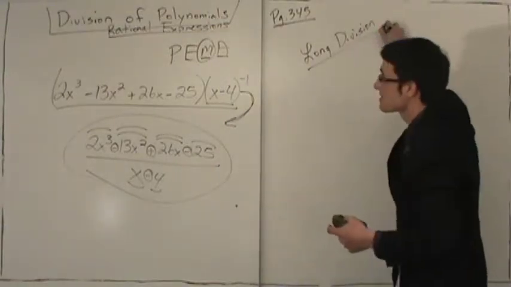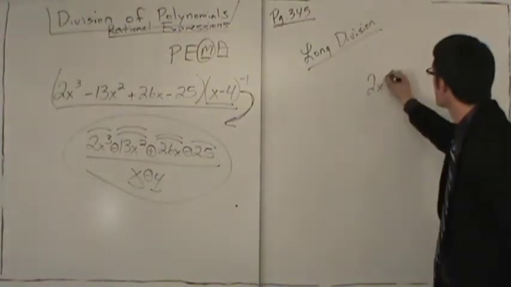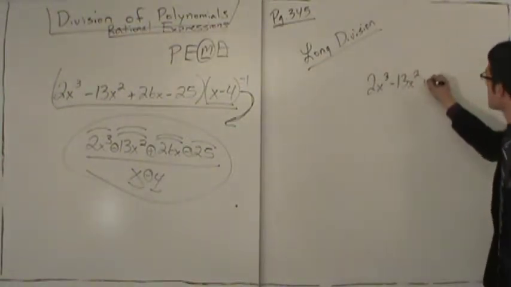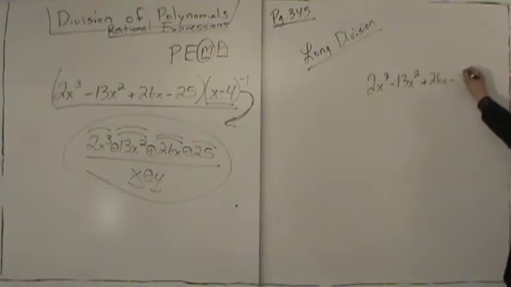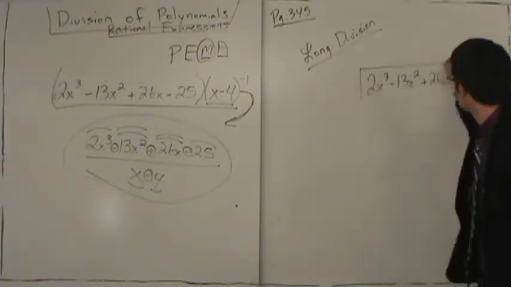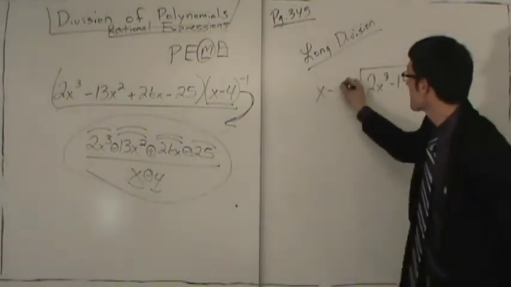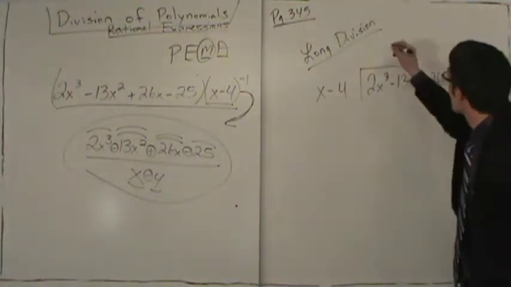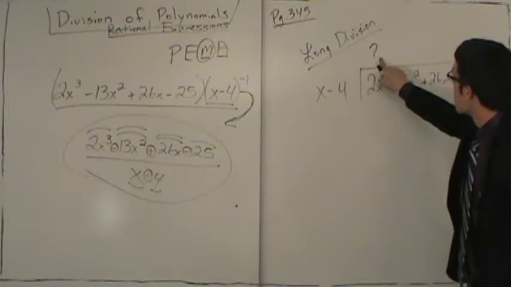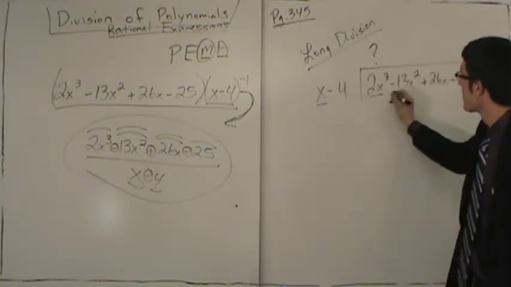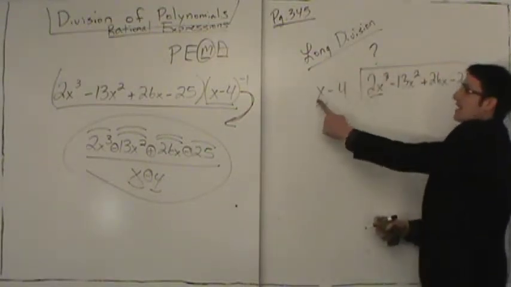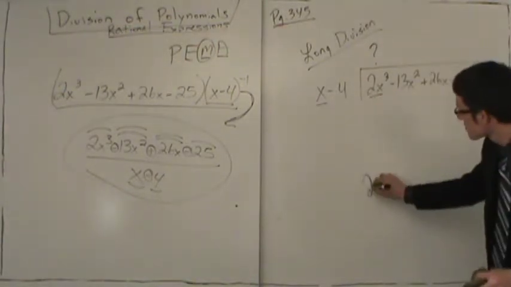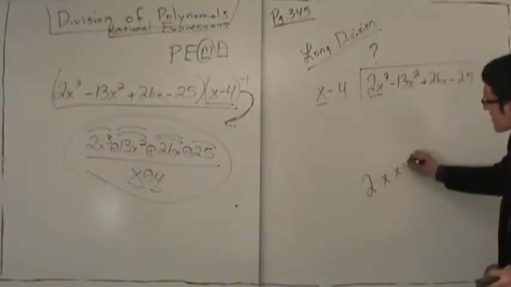So long division says we're going to take 2x to the third minus 13x squared plus 26x minus 25 and divide by quantity x minus 4. So it's the top divided by the bottom. And now we ask the question, what? Question mark. What multiplies by the front to give the front? Or what will multiply by x to give 2x to the third? All right, so you write 2x to the third. 2 times x times x times x.